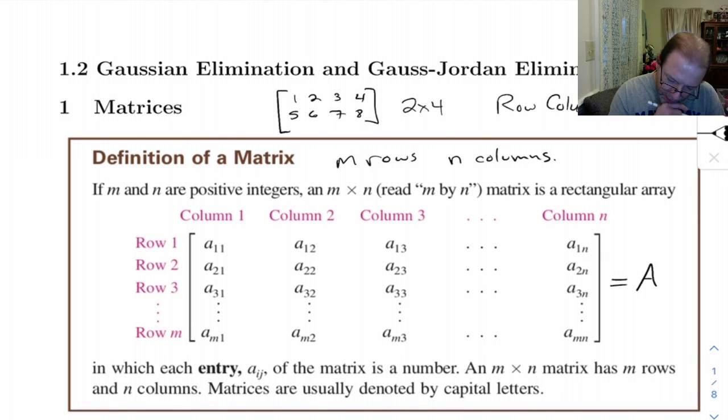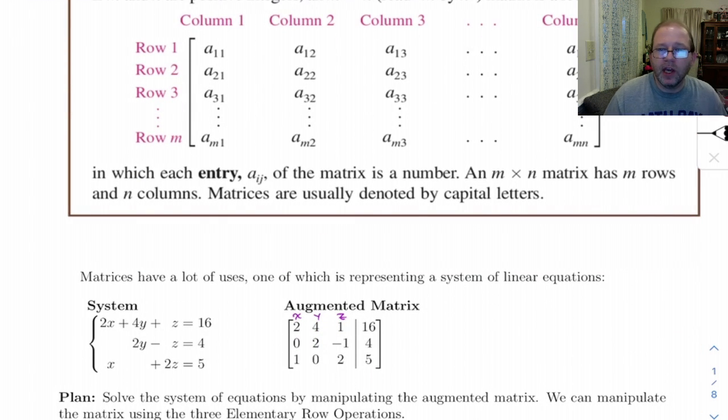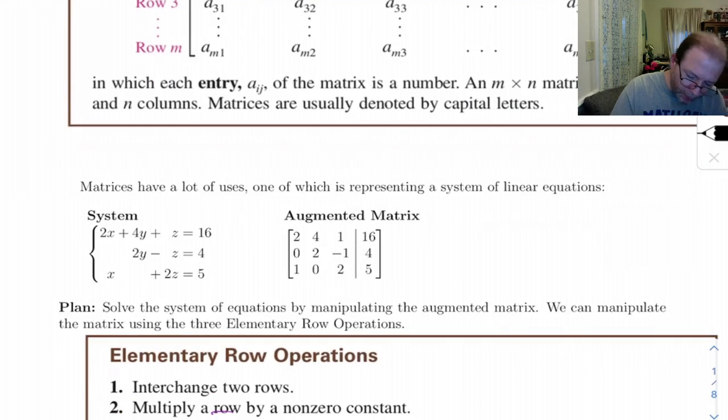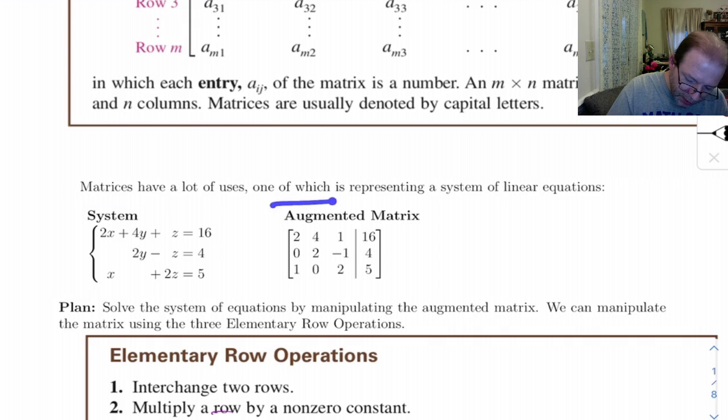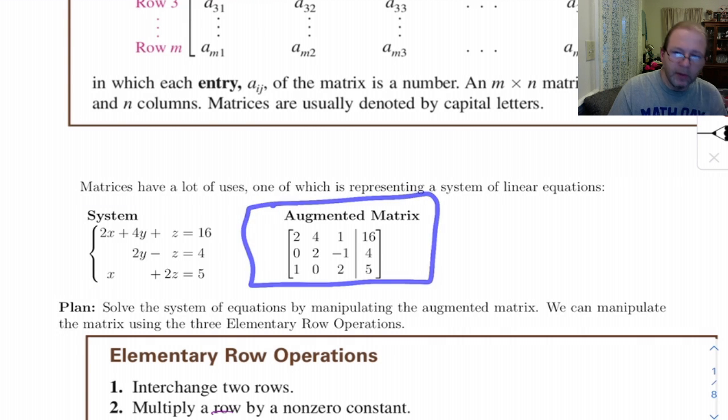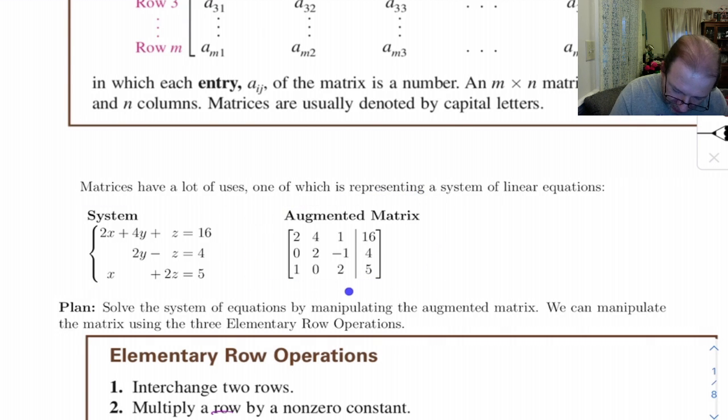All right. So what do we use matrices for? There are a lot of things that we can use them for, and we're going to see several things throughout the semester. But for now, we're going to use them to represent systems of linear equations. So if you take a look at this, here's a system of linear equations. And here it is as an augmented matrix. Now, augmented only means that it has this line here. That's called the augment line. And it really corresponds to the equals.